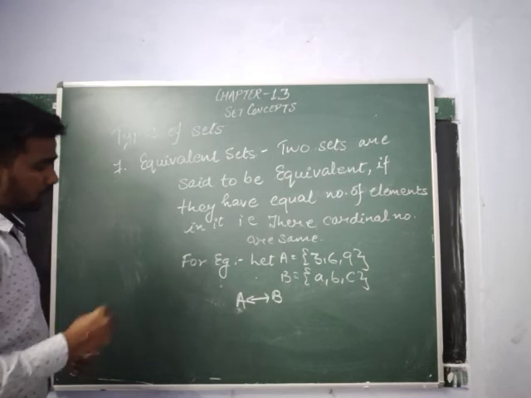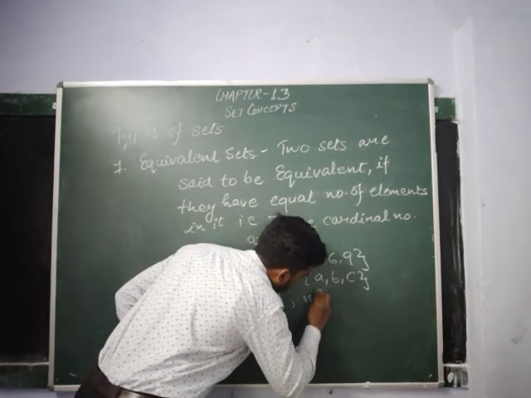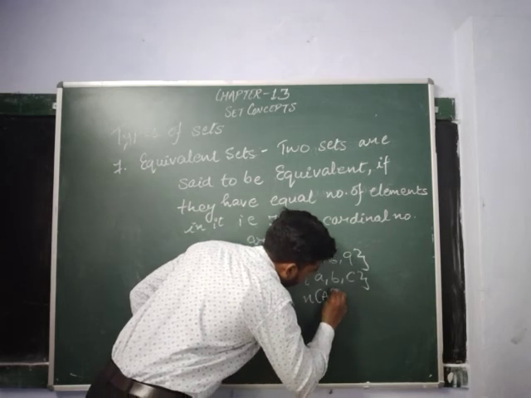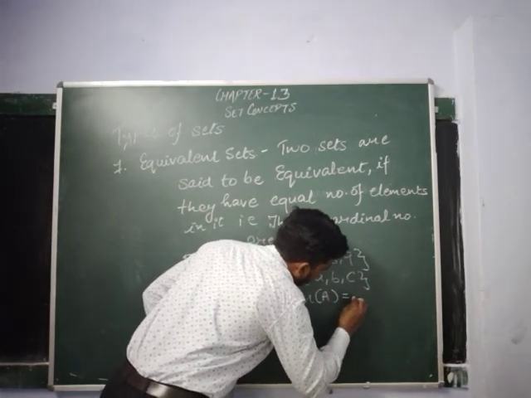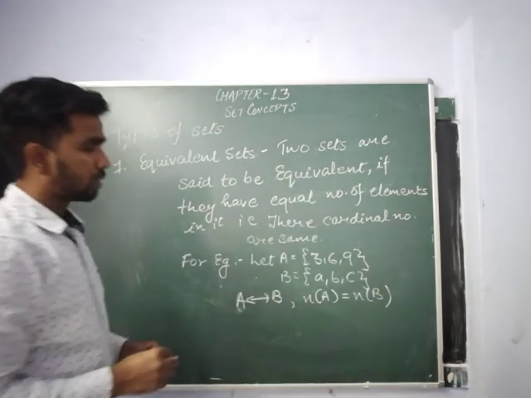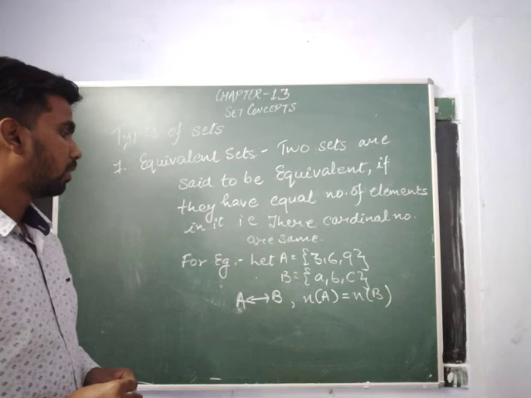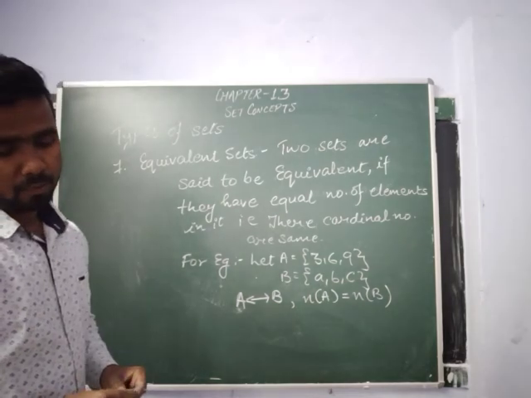And this is how you represent the equivalent set. Okay? And you can even represent it like this also, according to the cardinal number, n within brackets A and n within brackets B. So these are the two representations of the equivalent set. I hope it is very clear to you.